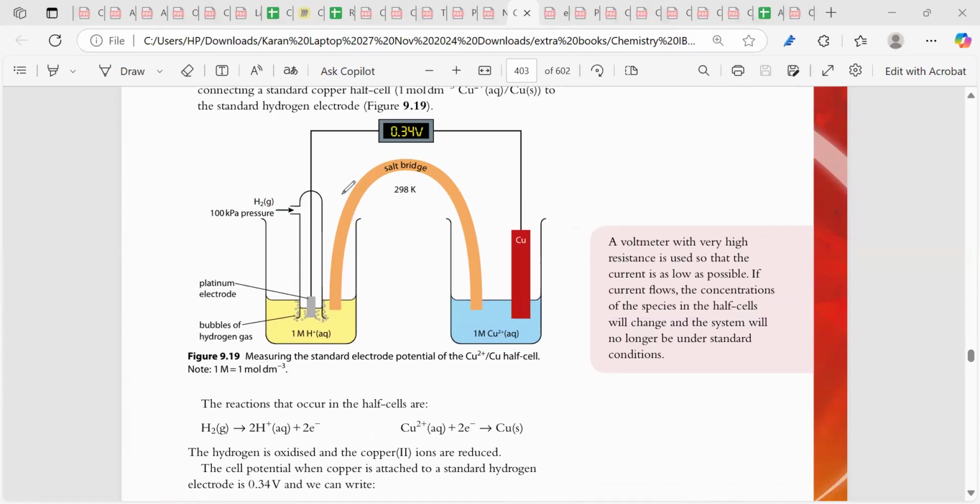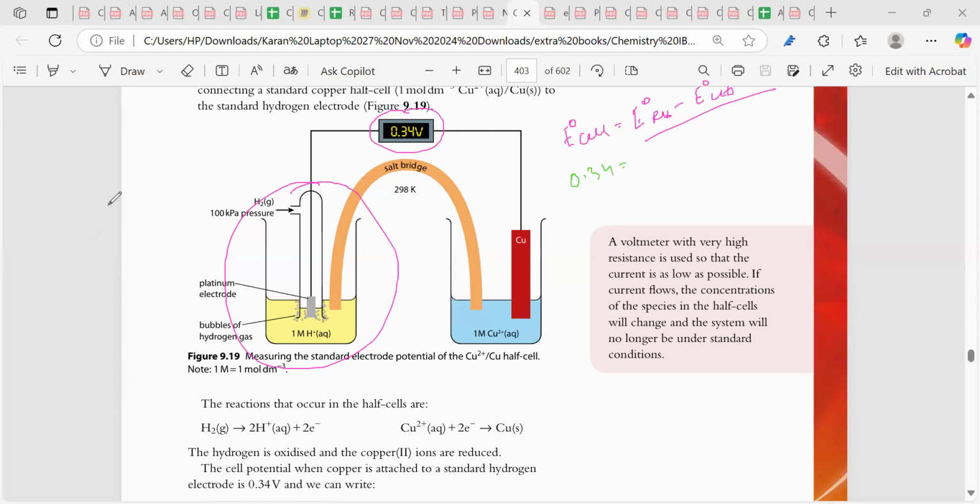Now, what we do? We connect it with a standard hydrogen electrode. Now, whatever the voltage is coming, that voltage will be equal to what? E cell, E standard cell. Agreed, everybody? Now, E standard cell will be equal to what? E right hand side minus E left hand side. This is the formula I taught you. Is it clear? Now, this cell potential is coming how much, Arnav? 0.34.